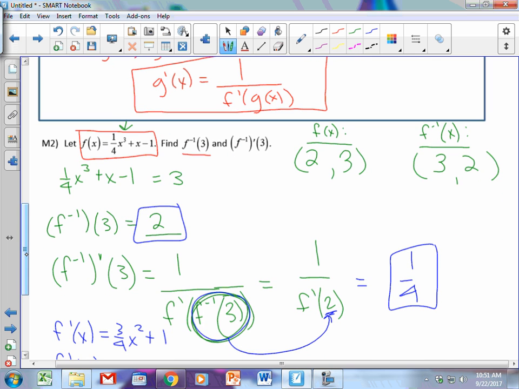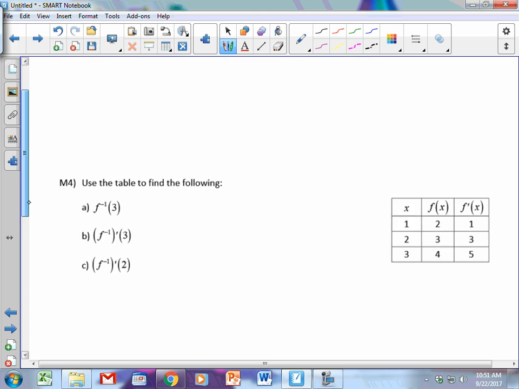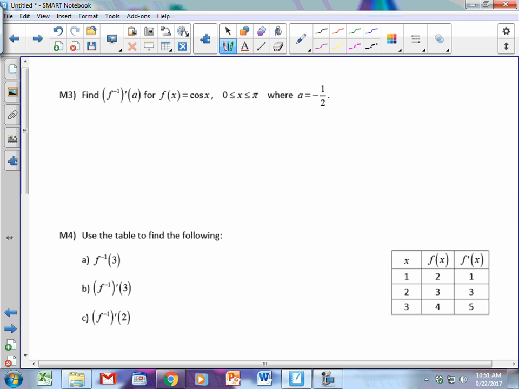Okay, so if you'll flip over, let's do this next problem. I wrote it in this form here because this is the way some of your textbook problems will ask. For some reason, they put a's in there. So basically, this is just asking: what is f inverse prime of a when a is negative 1/2? So we need to figure that out.